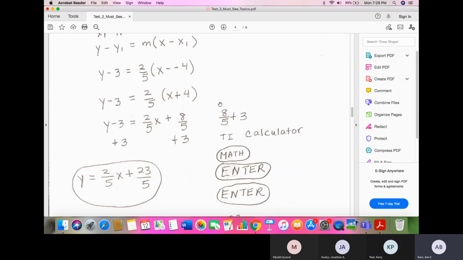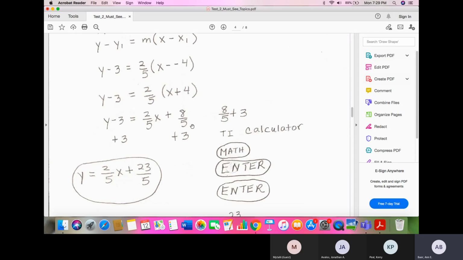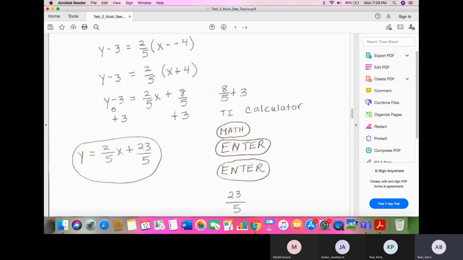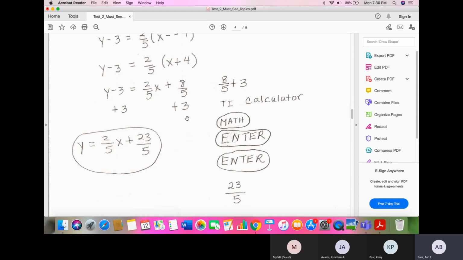And then what I did is I copied this over and this is multiplication over addition. So I distributed through the 2/5. 2/5 times x is right here. 2 times 4 is 8 over 5, right there. Solve for y. So we want to add 3 to both sides to get y by itself. And now what do we get? So this is very important. We get y on this side equals 2/5 x copied down.